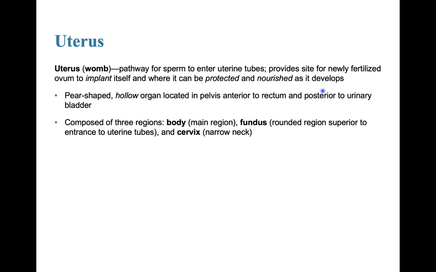The uterus, or womb, is the pathway for sperm to enter into the uterine tubes. It provides the site for the newly fertilized ovum to implant itself and where it can be protected and nourished as it develops. It is a pear-shaped hollow organ located in the pelvis, anterior to the rectum and posterior to the urinary bladder. It is composed of three regions: body, which is the main region; the fundus, the rounded region superior to the entrance of the uterine tubes; and the cervix, which is a narrow neck.